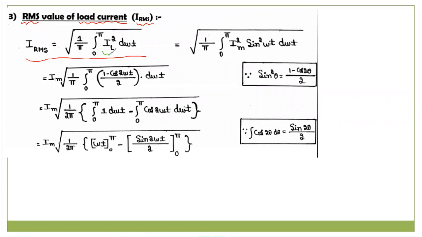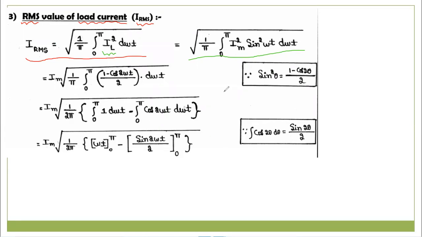IL is nothing but Im sin omega t. So we know that IL is nothing but Im sin omega t. Now once I replace this IL value, I will get an expression like this: Im by pi integration 0 to pi Im square sin square omega t d omega t.